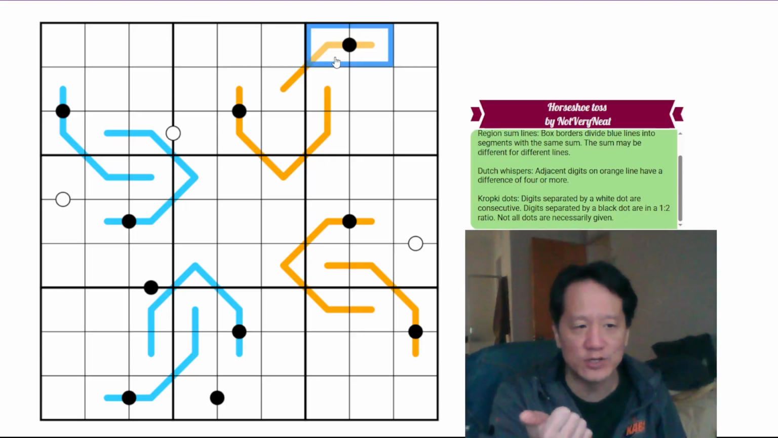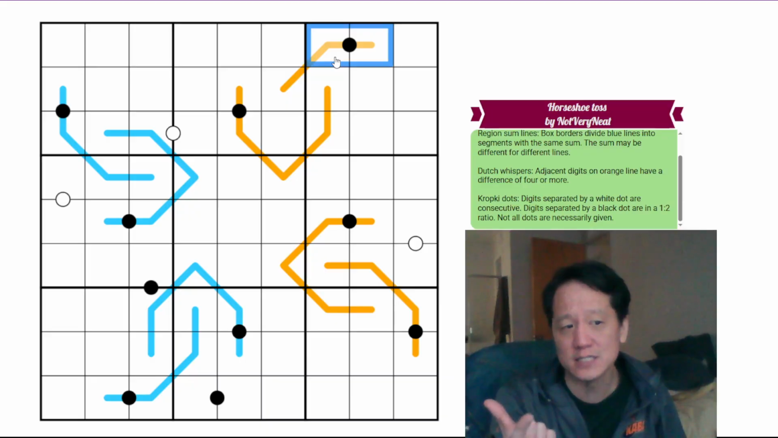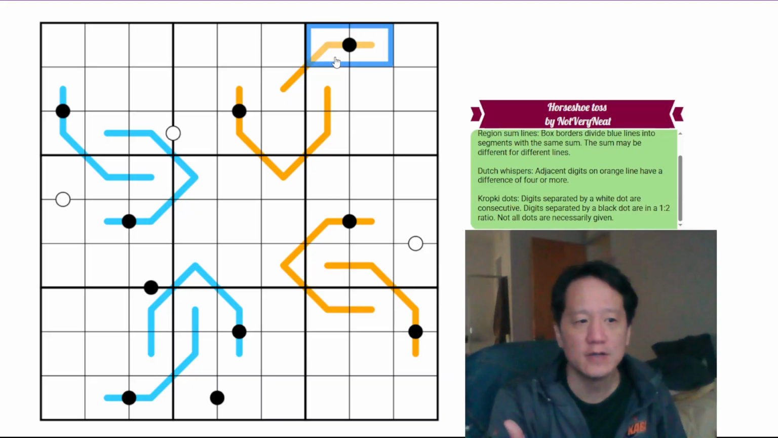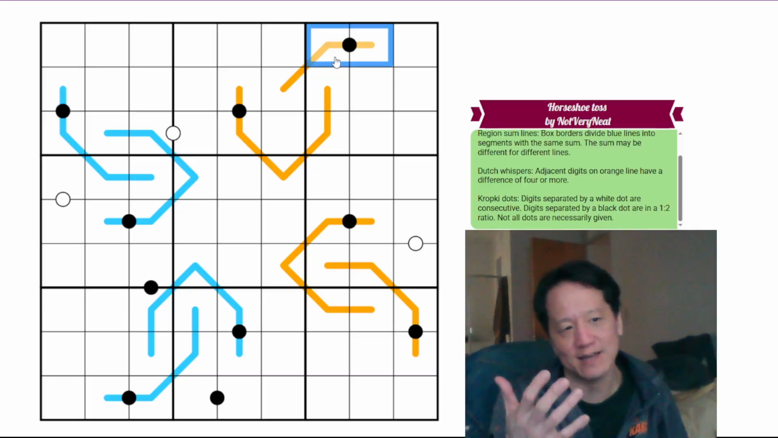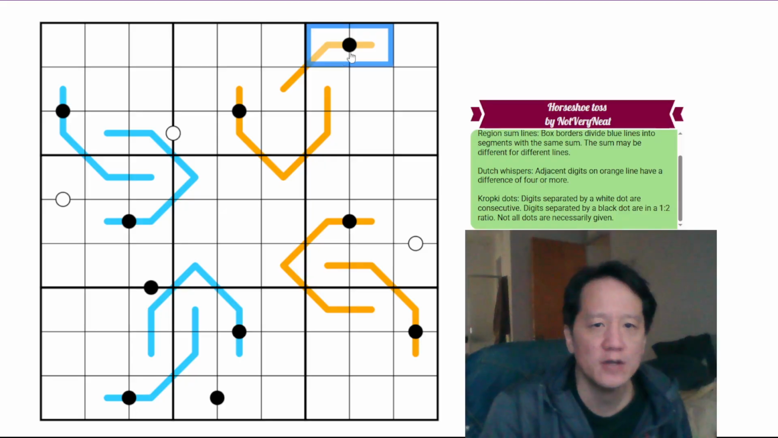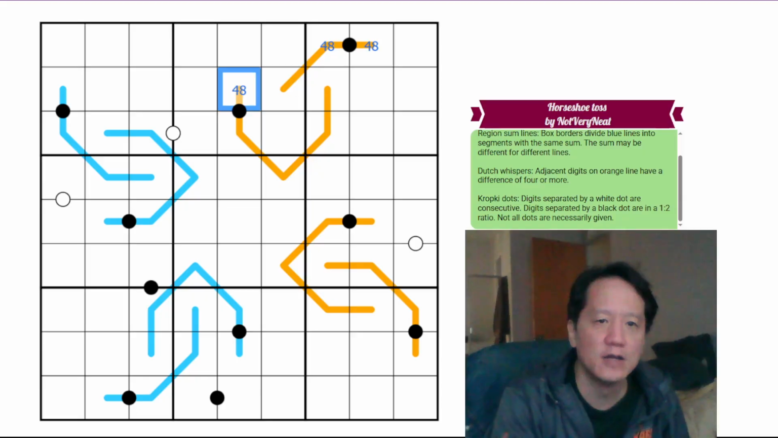1 and 2 doesn't have a difference of 4. 2 and 4 doesn't have a difference of 4. And 3 and 6 doesn't have a difference of 4. And 5, if you double it, you get 10, which is obviously not a digit. So this has to be a 4-8 pair in every whisper 4 line which has a black Kropke dot in between them.